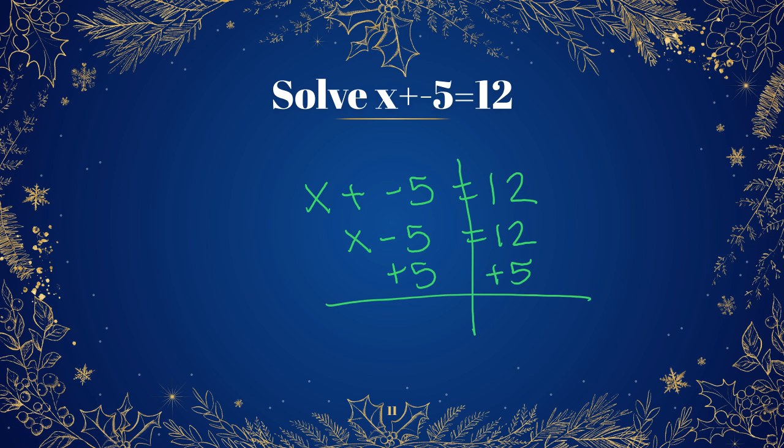Now, -5 plus 5 cancels each other out. So I have x equals, what is 12 plus 5? 17. So now if I plug that in, is 17 plus -5, does that equal 12? Yes, it does. So that's, again, just check yourself. Always, always just check yourself.